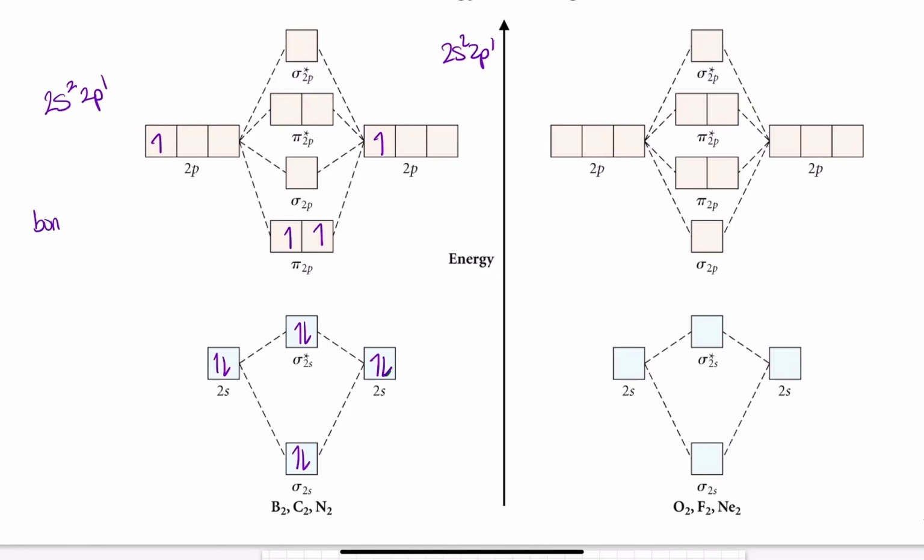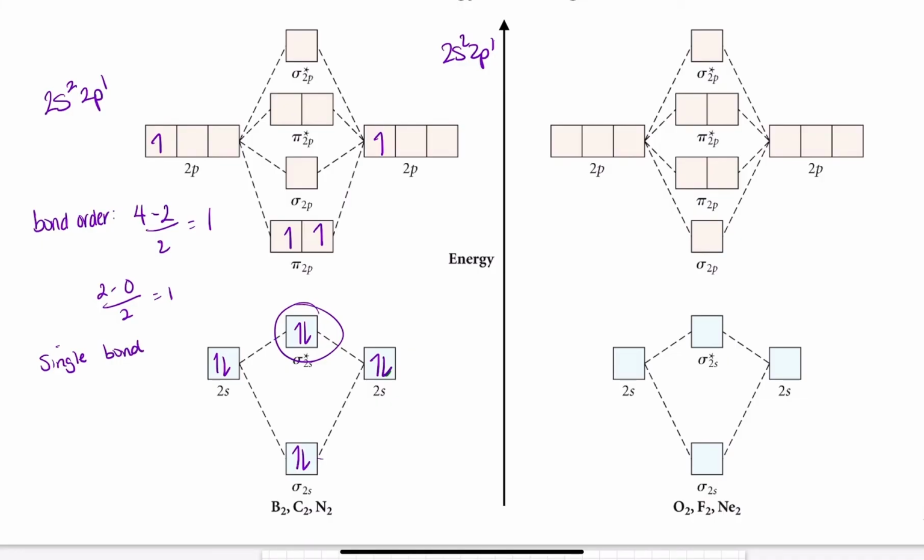Bond order. Again, you can look at all of your bonding electrons if that's what makes you feel comfortable. We've got 4 minus our antibonding 2, divided by 2 is 1. You could also just look at, because this is completely full, it cancels itself out. You could look at just the top one and say 2 minus 0 divided by 2. Either way, single bond.